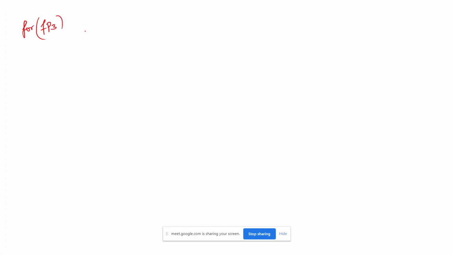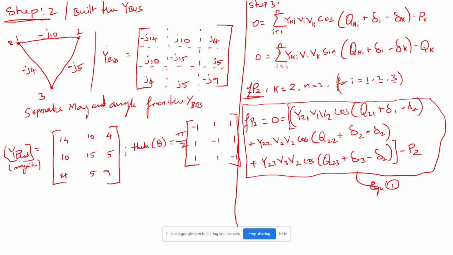For FP3, what is K value? What is K? 3. 3, sir. And for I is equal to 1, 2, 3, right? So this we are going to solve. So I hope you have written this equation in the note. So directly I am writing it, you need to write down this equation. I hope the pointer is visible to you, right? In step 3 you can see the pointer, so same pointer.